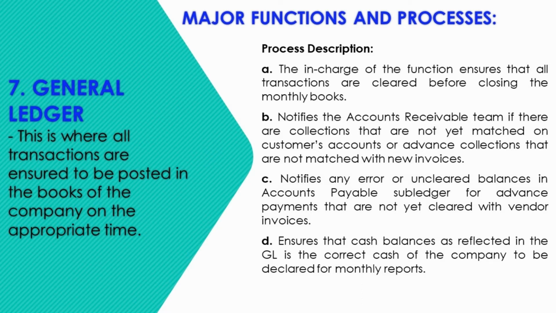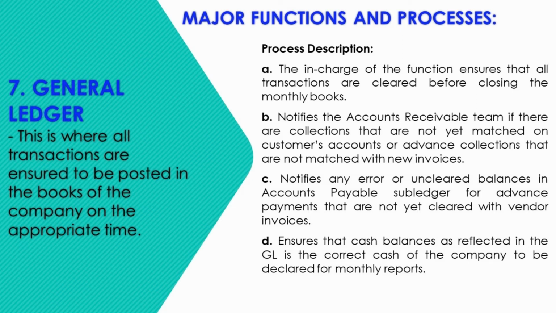The seventh function in the CMS is the general ledger. This is where all transactions are ensured to be posted in the books of the company on the appropriate time. The processes are as follows. The in charge of the function ensures that all transactions are cleared before closing the monthly books. Second, notifies the accounts receivable team if there are collections that are not yet matched on the customer's accounts or advance collections that are not yet matched with the new invoices.